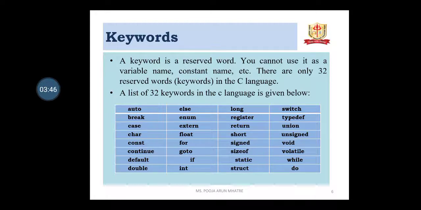There are only 32 reserved words, that is the keywords, in the C programming language. A total of 27 keywords are given by Ritchie, the developer of the C programming language, and 5 keywords are added by ANSI, so the total number of keywords is 32.